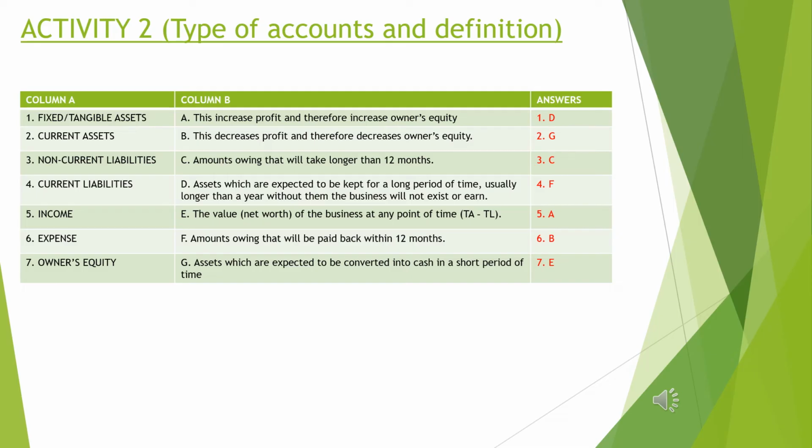How do you calculate your net worth? You say your total assets, both current and non-current, minus your total liabilities. Then you get your equity part. You get your share capital, your retained earnings, your reserves. So we are going to match E with the owner's equity. So E will be matched with number 7.